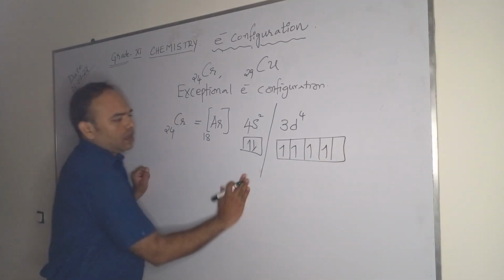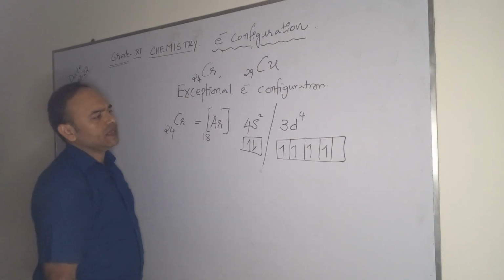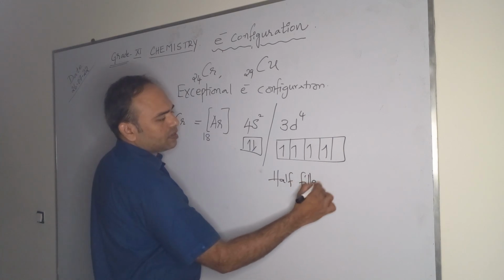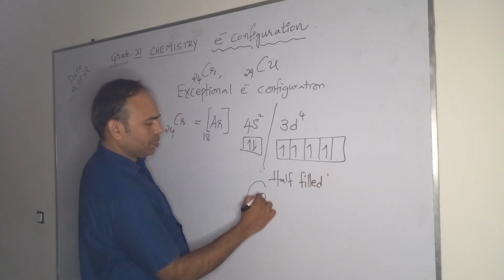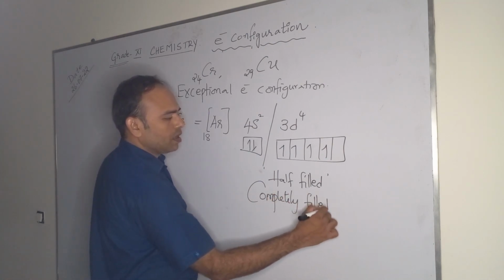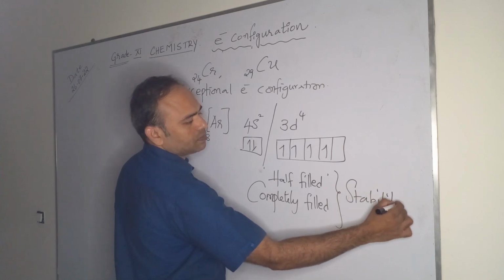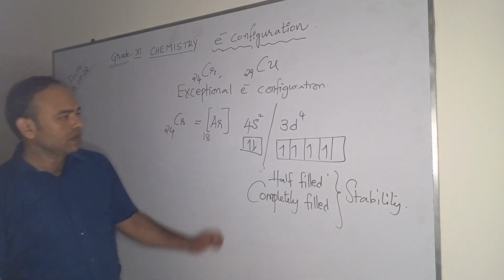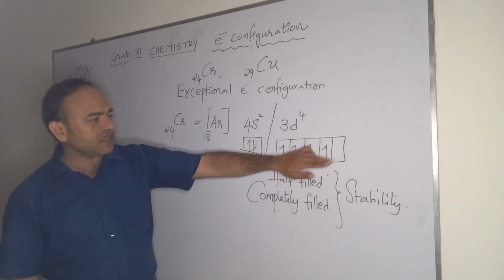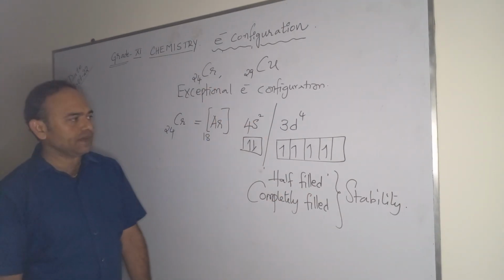Fine. Now there is a simple rule or principle. What is that? If any orbitals are half filled or they are completely filled, they will get extra stability. Hope you are understanding this. See, 1, 2, 3, 4 we have. One more electron, if it was there here, it would become half filled. So chromium will get additional stability.